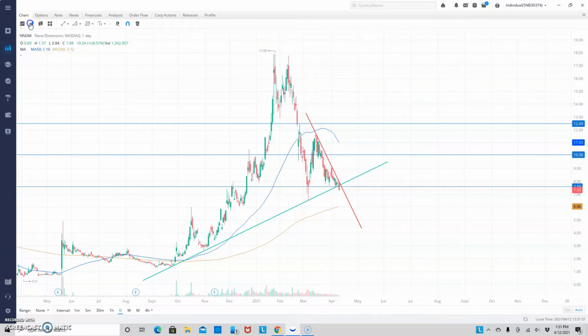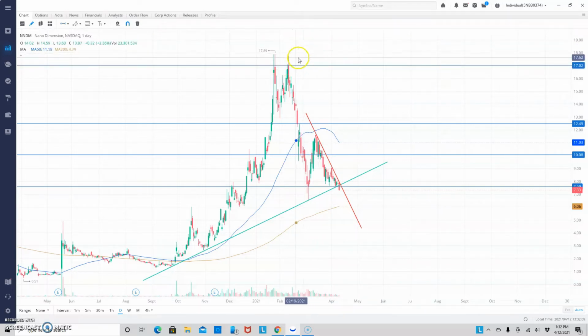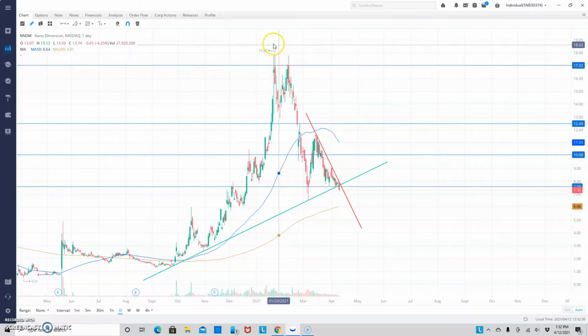So what I'm going to do right here is put a line at the top for our top resistance point, and that's going to be around $17. If we're going to go back and retest our all-time highs, we're going to want to see this thing break through $17 and close above there, because you could see that it couldn't even close above there when it hit the all-time high. So we're going to want to see this thing close above $17 if it wants to retest this all-time high or even break through that.